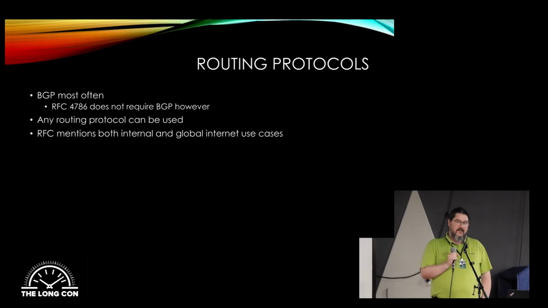So as I mentioned, it runs at the routing protocol layer. BGP is used most often, but the RFC doesn't require BGP. And I have experimented with using OSPF and other things, just to say I'd done it basically. So any routing protocol can be used. I haven't done it with RIP, but I have done it with OSPF. And the RFC specifically mentions both internal and global internet use cases. So I've done more on the internal use cases, but I've also messed around a little bit on the global internet side.